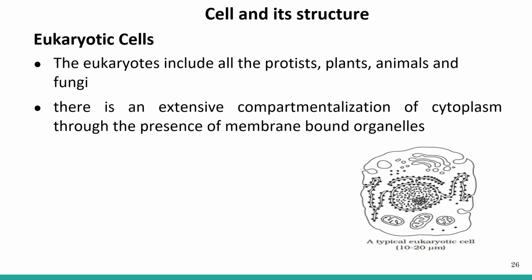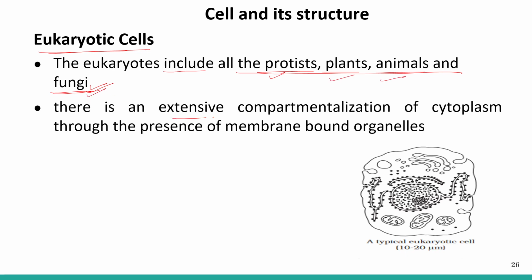Okay, now we will talk about the eukaryotic cell. The eukaryotes include all the protists, plants, animals, and fungi. So these are all the categories of the eukaryotic cell: protists, plants, animals, as well as the fungi.